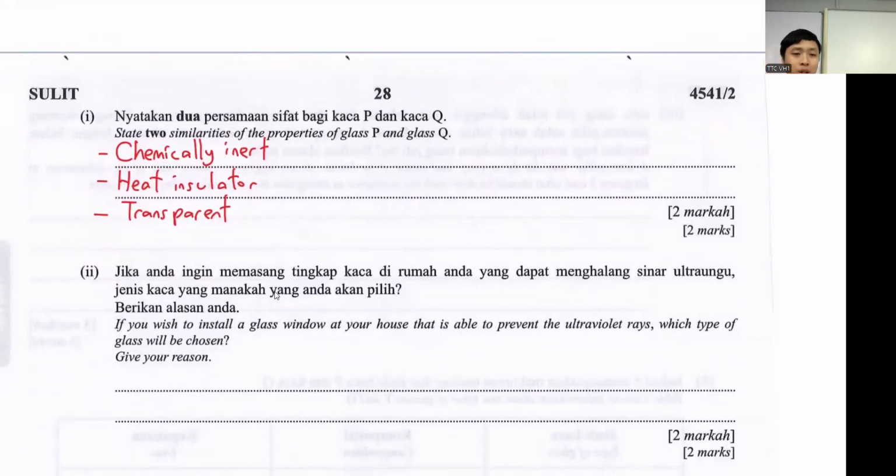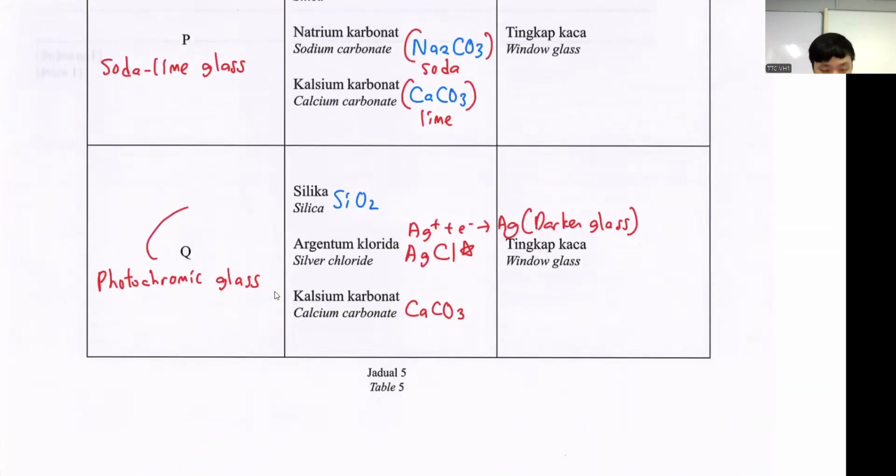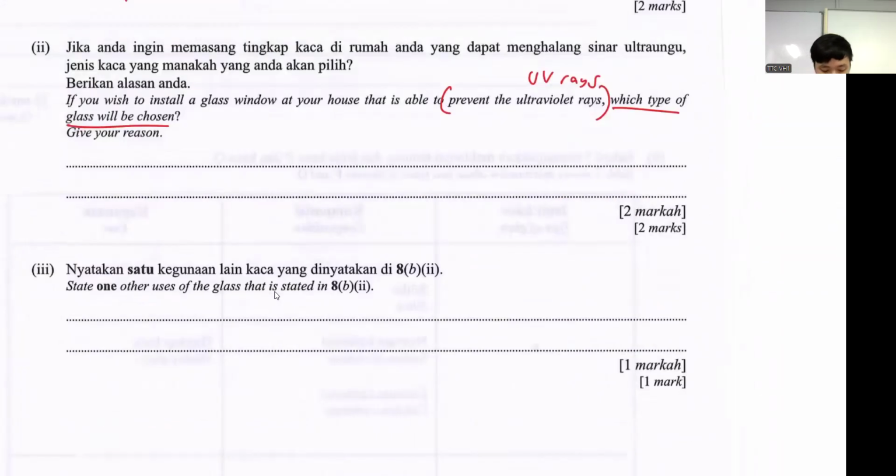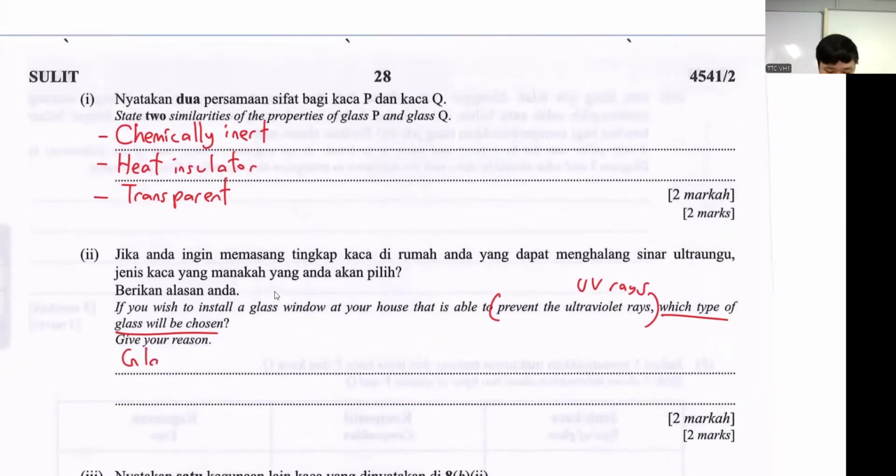Two. If you wish to install a glass window at your house that is able to prevent the UV rays, which type of glass will be chosen? Of course, I talked about this just now. To prevent UV rays, this is the photochromic glass, which is glass Q. You can say glass Q. Even if your answer says photochromic glass, it is also correct and can be accepted.